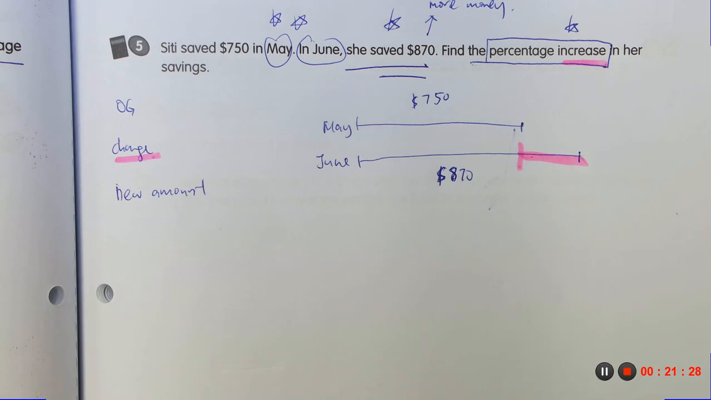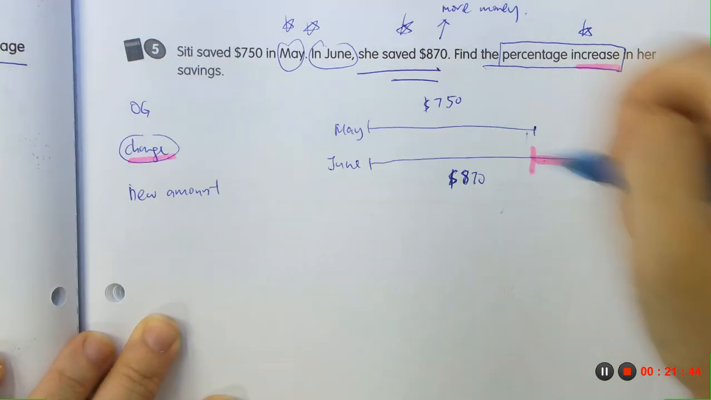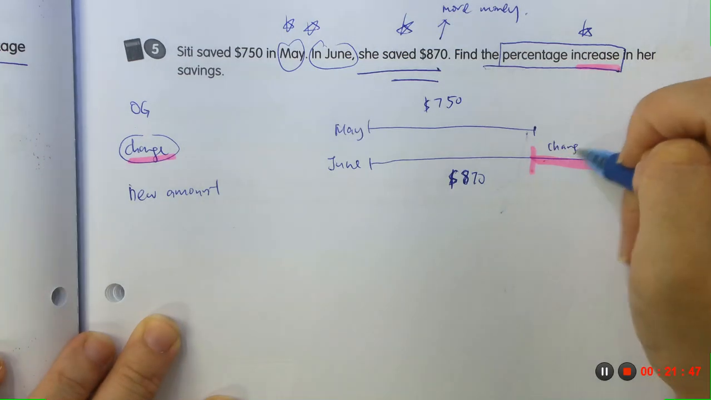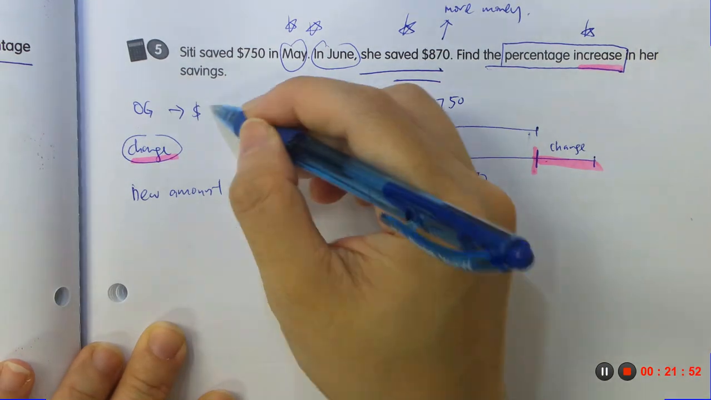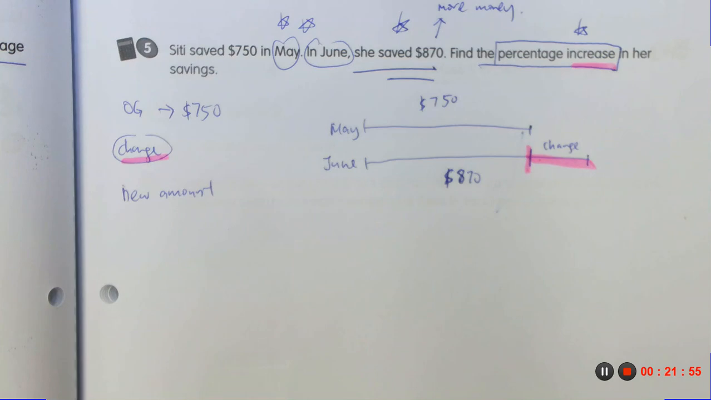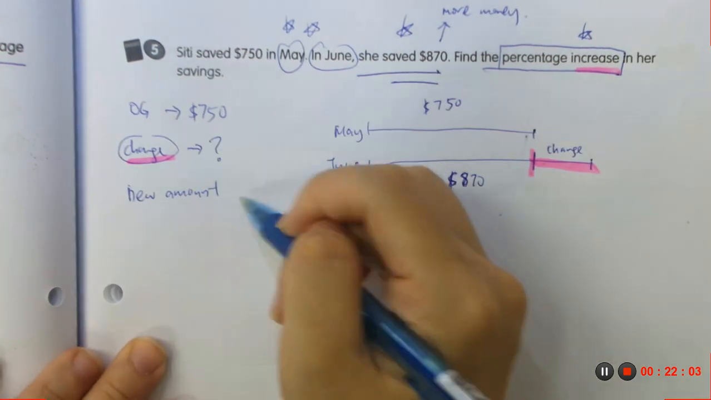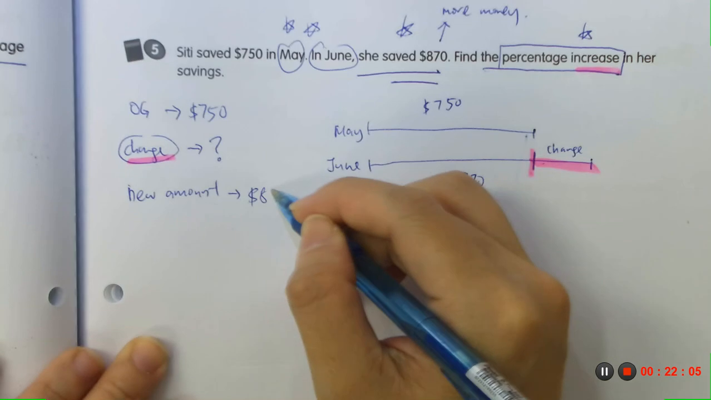It didn't say, oh, she saved $870 more. That's different. It's a statement that says in June she saved this amount. So here's the change. The change is here in pink. So is the change given? Actually, no. You need to find it. But you got a new amount. The new amount is 870.